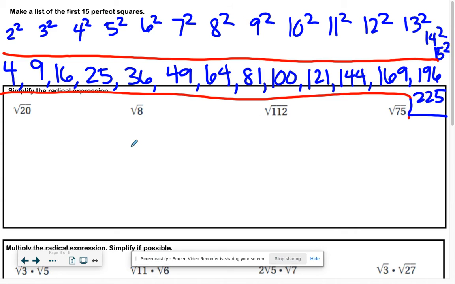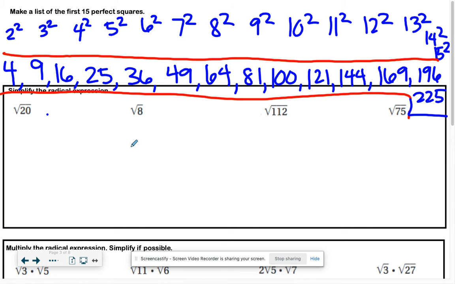So it says simplify the radical expression. We can't have any decimals. If you did your calculator, take the square root of 20, do we get a whole number? No. So now our job is to figure out what perfect square, what number in this list, evenly goes into 20? 16. So try it.